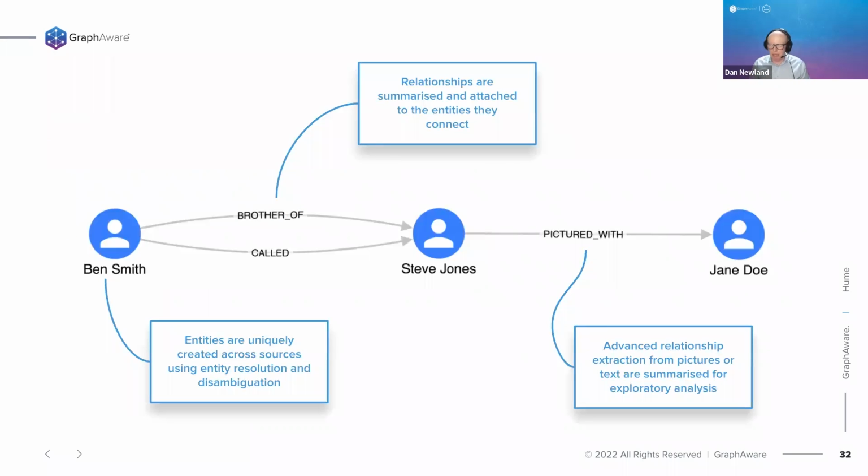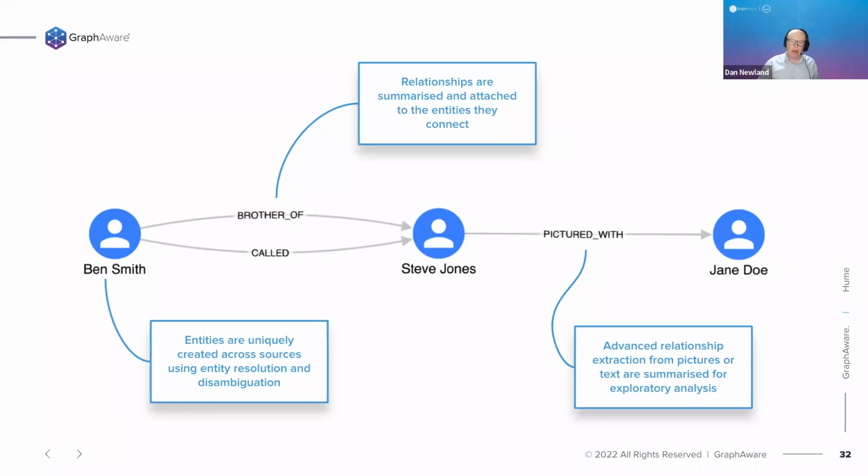So here's an example of that. We have 3 entities, and these entities are uniquely created across source systems using entity resolution and entity disambiguation. There's a lot of theory behind this, but for this presentation, let's just assume that those entities are uniquely created. There are a lot of different ways to manage that and to track that lineage and connection. But for this use case, let's just say that they're uniquely created across systems.